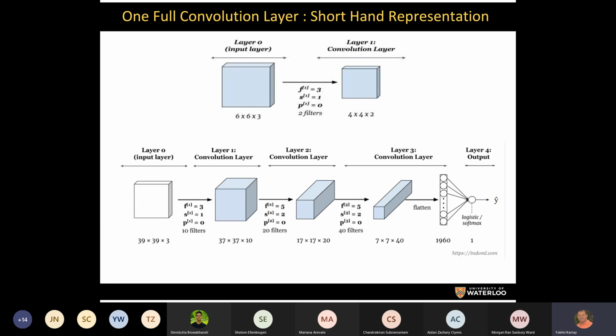Okay, so this is a representation in general. This is the input layer. You can see 6 times 3 times 3, so 3 is the channel. Usually that's an RGB image. And then we have these types of characteristics.